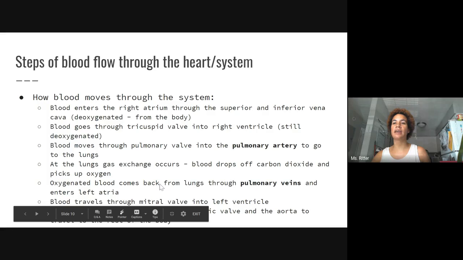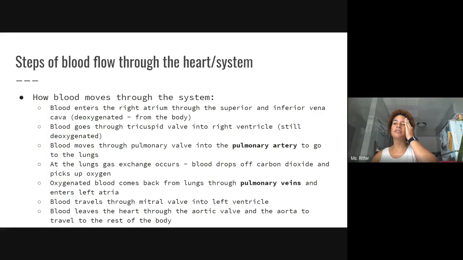Oxygenated blood is then going to come back from the lungs through the pulmonary veins. Remember, that's our other exception. That's why we have these in bold here. The veins are bringing the blood back to the heart. That's why they're called veins, but they are oxygenated. And this is going to be the only case in which we have oxygenated blood in veins.